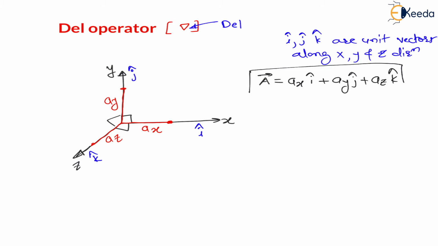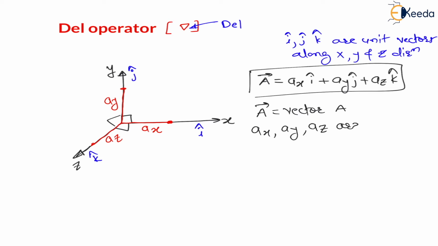These are the displacements: ax is the component of displacement along the x-axis, ay is the component of displacement along the y-axis, and az is the component of displacement along the z-axis, right? Therefore here a is a vector quantity, vector a, right? And ax, ay, and az are components of vector a, right? Simultaneously, let us say you have another vector, vector b, which is again a displacement vector. Now this displacement vector is written as bx i cap plus by j cap plus bz k cap.